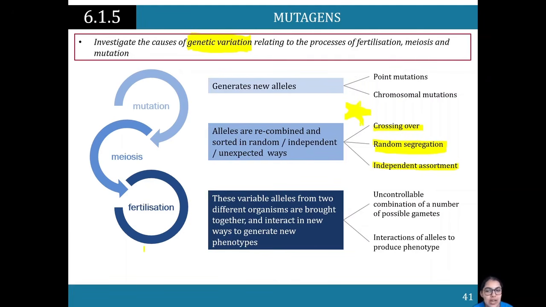And finally, fertilization. This is where these variable alleles from two different organisms are brought together, and they interact in new ways to lead to the creation of new alleles and new phenotypes. So there is an uncontrollable combination of a number of possible gametes, and the interaction of alleles to produce phenotype also leads to genetic variation.